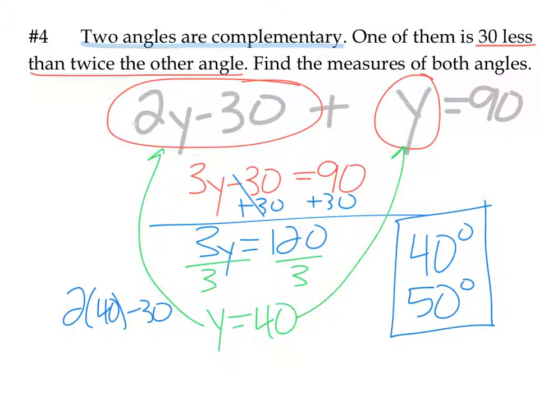Does that make sense? Well, they both add up to 90. That does make sense. Is this angle 30 less than twice the other one? Sure is. 2 times 40 is 80. 30 less than that would be 50. So it looks like I'm on the right track and I've got answers that make sense. Always ask, did I answer the question?